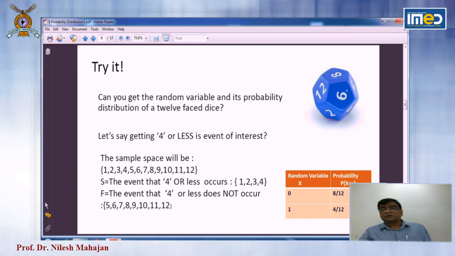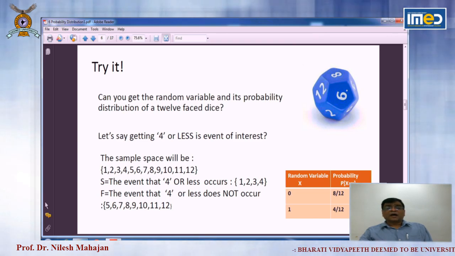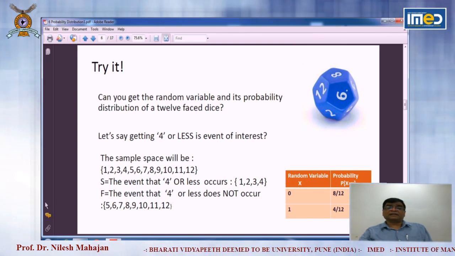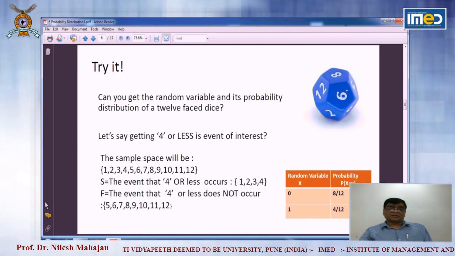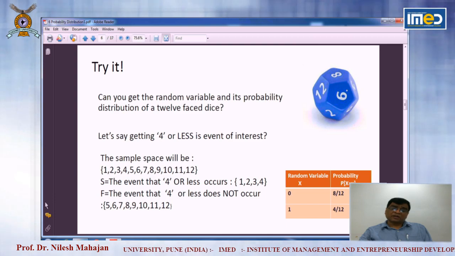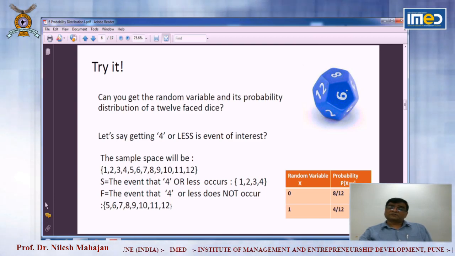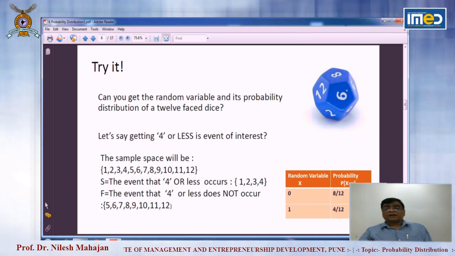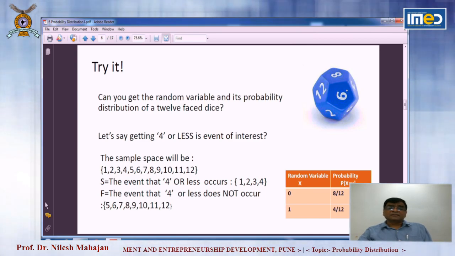I also mentioned this in the question. So less occur means 1, 2 and 3. We are not considering 0 because 0 is not on the cubic faces. And F is the event that 4 or less does not occur. So how many numbers? 5, 6, 7, 8, 9, 10, 11, 12. My random variable is again 0 and 1. In the case of 0, the probability is 8 by 12. And for 1, 4 by 12. So this is the finding of the sample space.